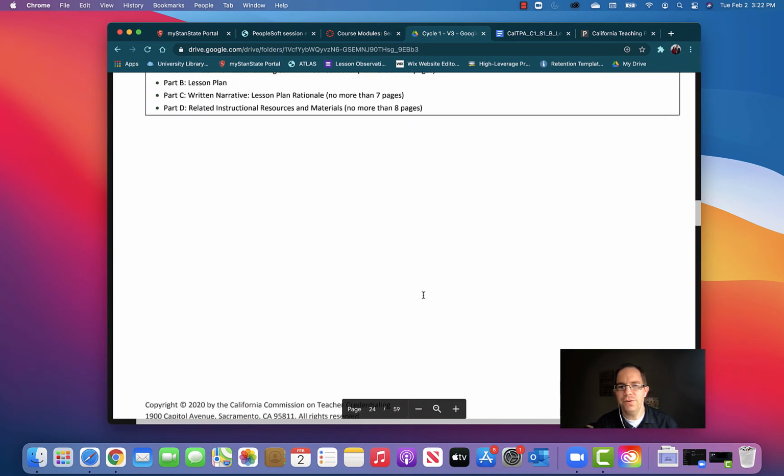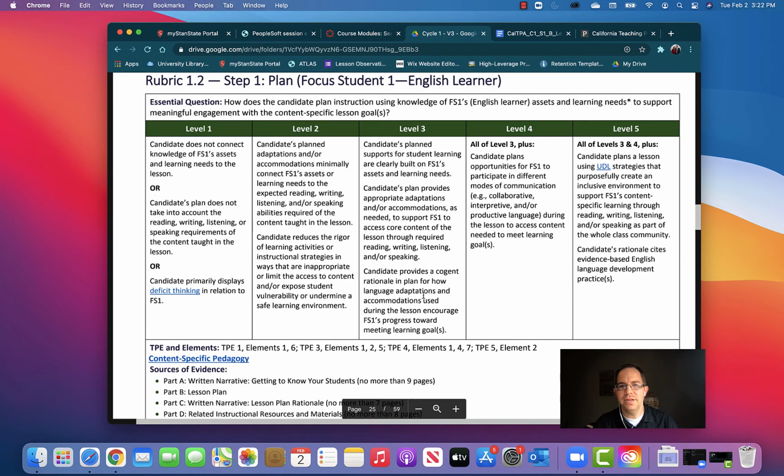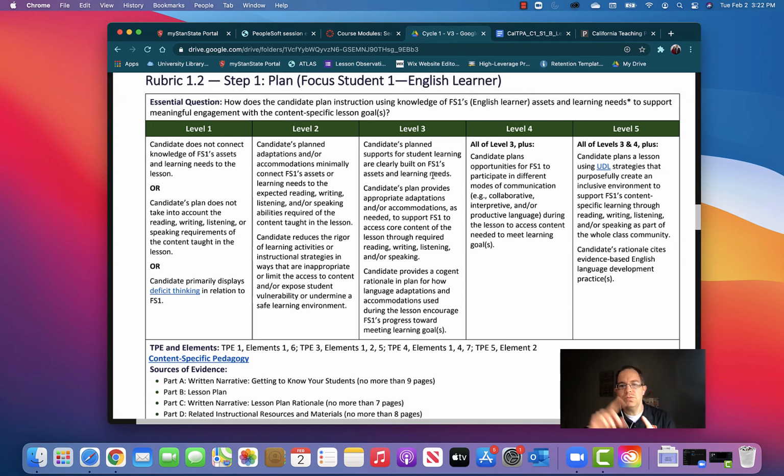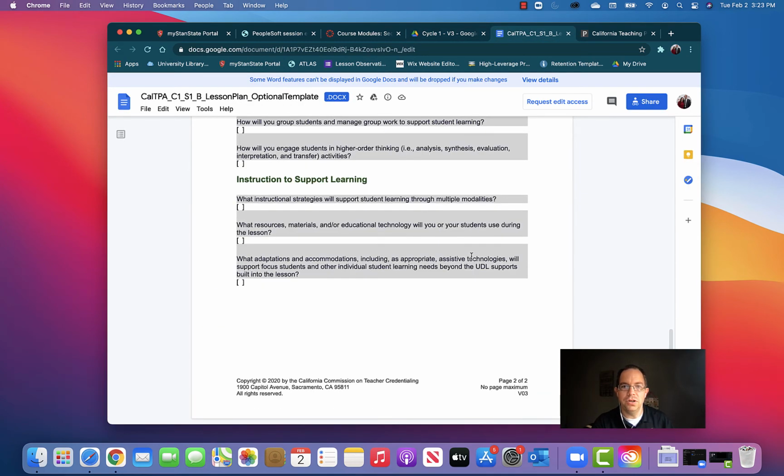Okay, and so the same for your focus students. You just want to go back now and say, okay, my planned support, so looking at my plan for student learning, are clearly built on FS1's assets and learning needs. Next week, I'll talk about the rationale because that rationale will help too. But really with your focus students, you want to be going through that, right? Does what I planned in my lesson build on their assets and their learning needs from step 1A? Does my plan provide accommodations and/or adaptations as needed, right, to support that student's access of the content through these multiple modalities? And again, that's all going to be down here where you explain all that.